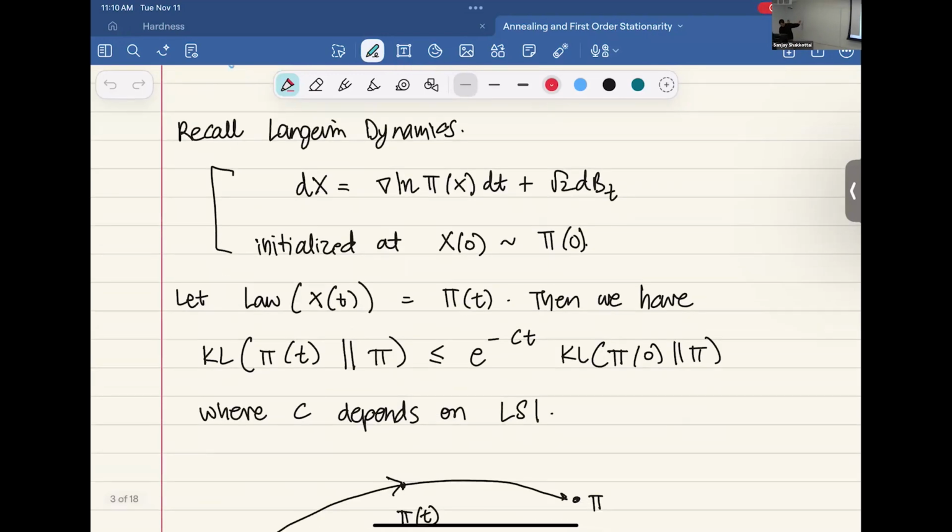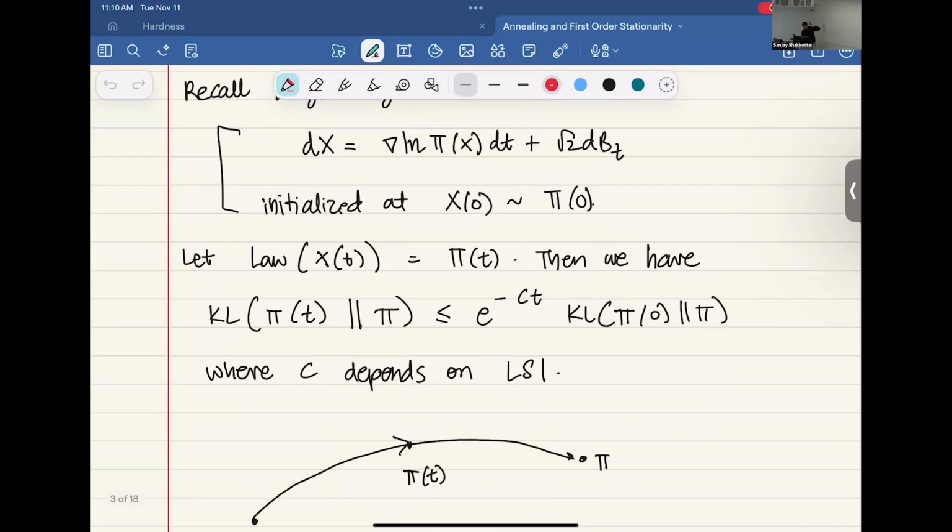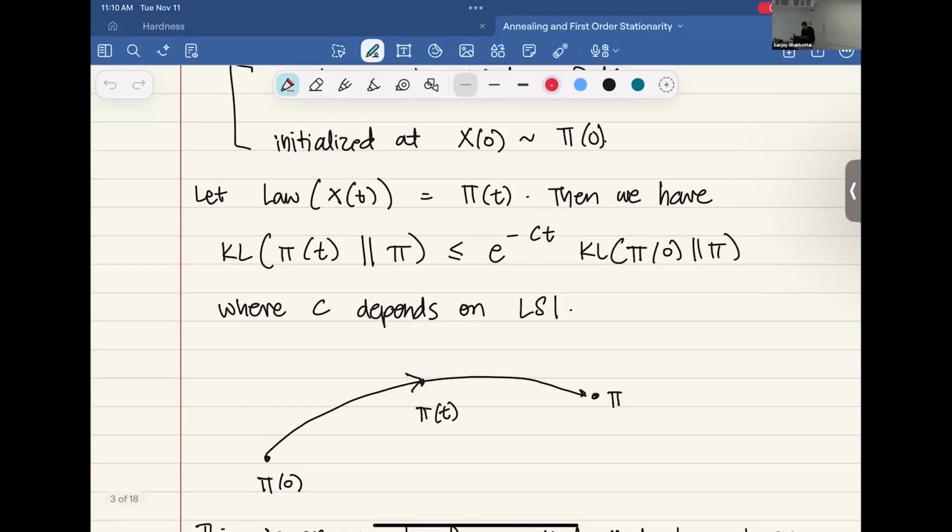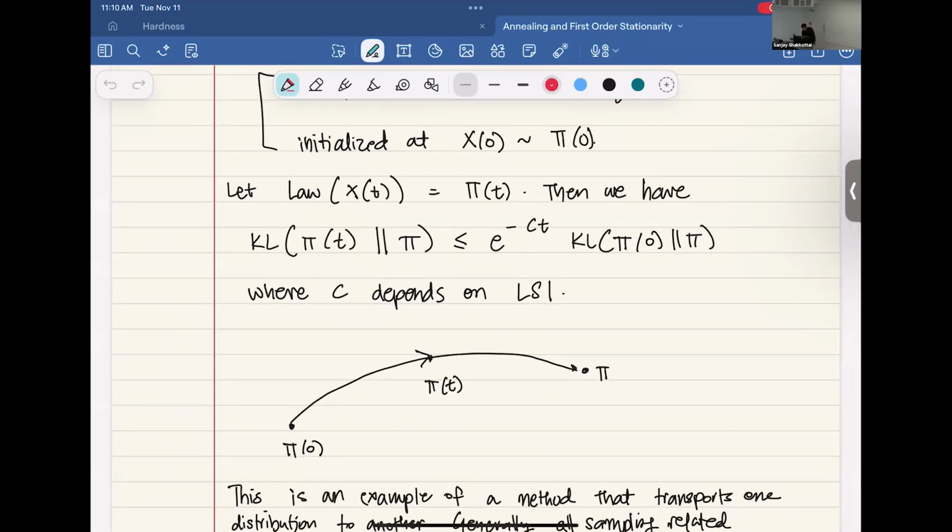You get some guarantee in terms of an LSI. Basically, one way to look at what's going on here is that you start out... This picture here is in distributions. These are all distributions here. Pi 0 is where you start out. Pi of 0 at 0, and then as you evolve your samples according to that SDE, your law evolves according to some path through the space of distributions, starting from wherever you initialize pi of 0 to pi, and then you can characterize how fast it does that and so on. This is just vanilla Langevin dynamics.